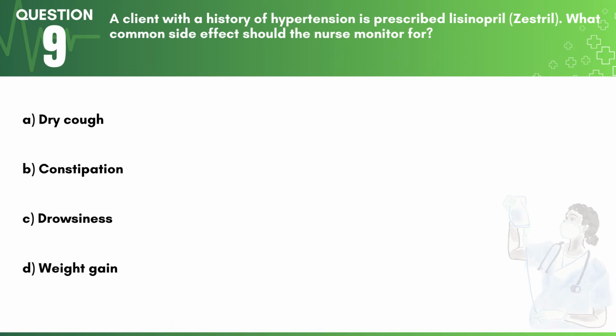Question 9. A client with a history of hypertension is prescribed lisinopril, Zestril. What common side effect should the nurse monitor for? A. Dry cough. B. Constipation. C. Drowsiness. D. Weight gain.